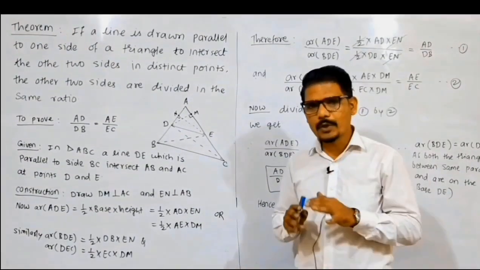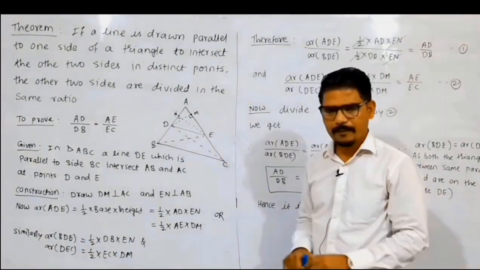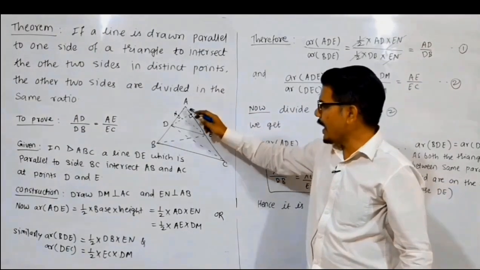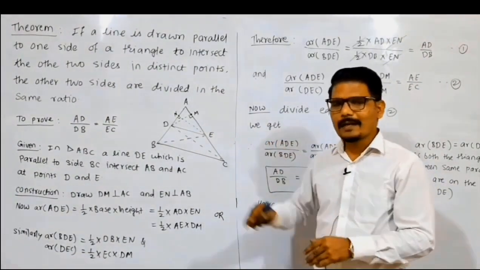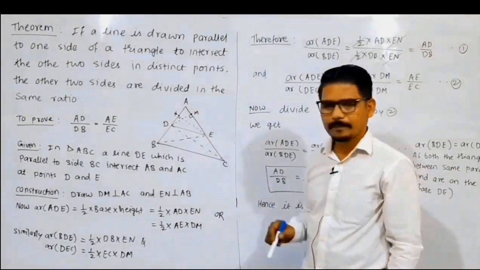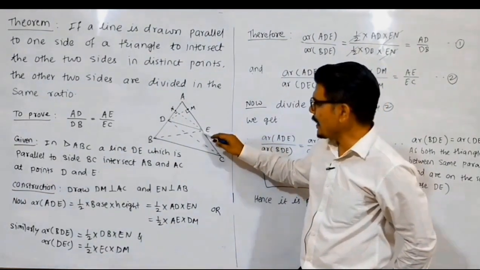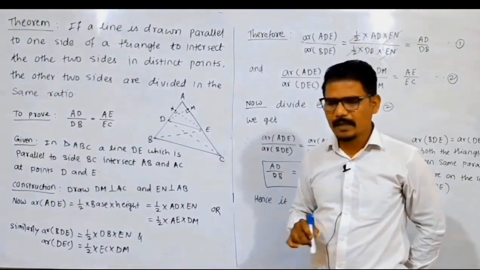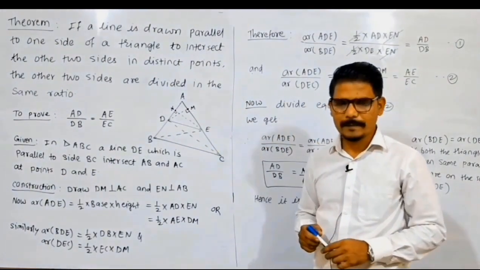Do some construction. We are going to draw two perpendicular lines, DM and EN, on the bases AE and AD. The purpose of drawing these perpendiculars is that we can consider them as heights of the triangle ADE. DM can be the height when AE is considered as base, and EN can be the height when AD is considered as base. Means we can find the area of the triangle ADE in two different ways.